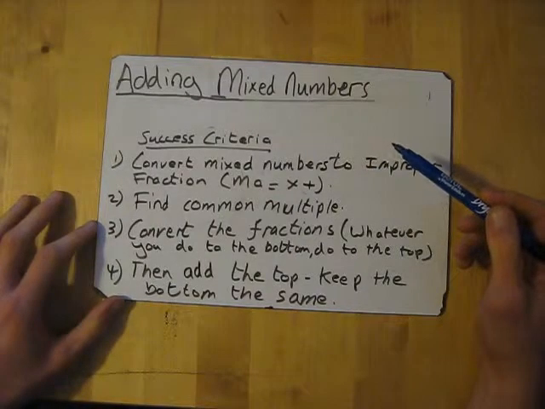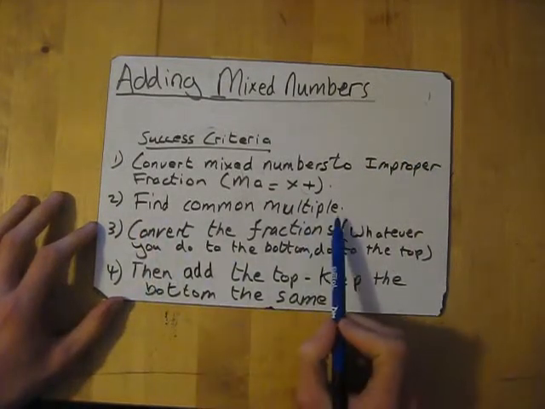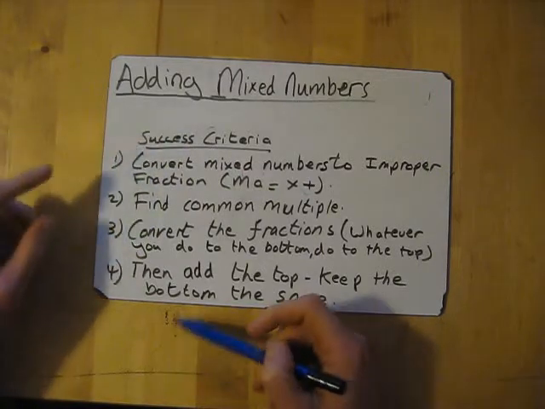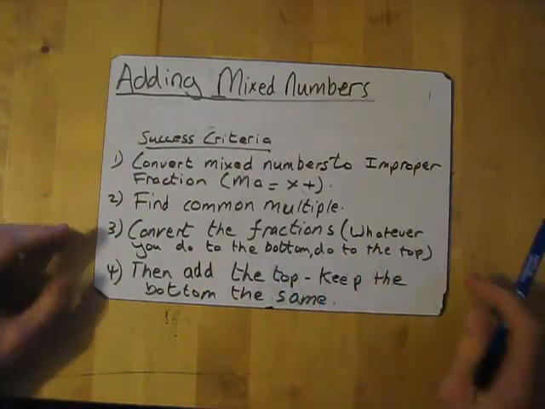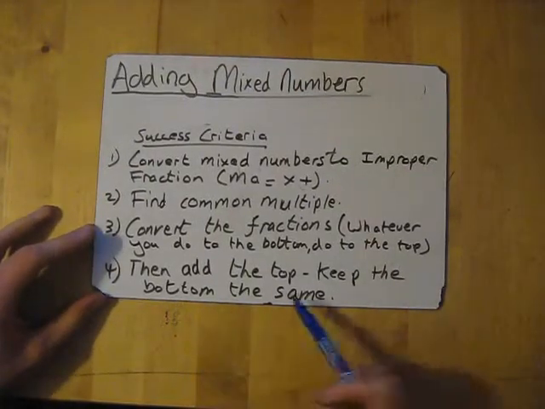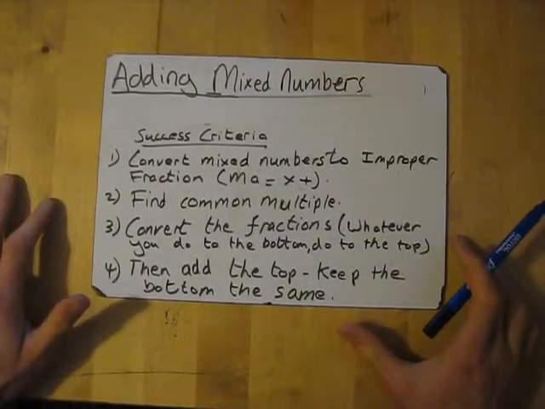It's very simple. Then find the common multiple for the new improper fractions. Then convert the fractions. So whatever you do to the bottom, you have to do to the top, and then add the top and keep the bottom the same, and that is it. So let's have a go at a couple of examples.